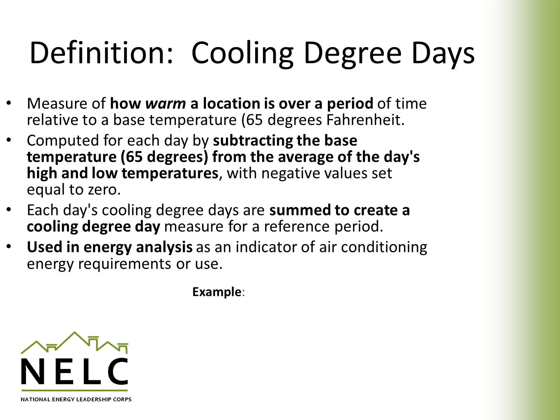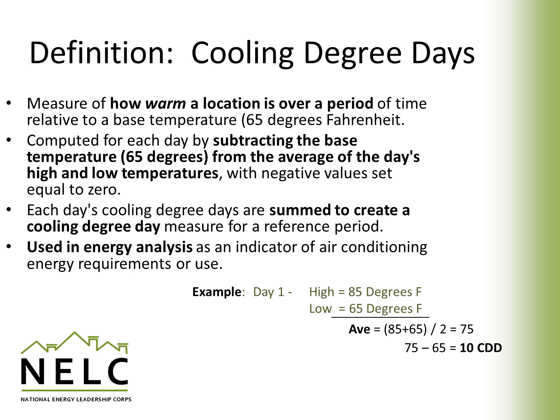Here's an example for a given day with a high temperature of 85 degrees and a low of 65. The average between these two would be 75 degrees. Subtracting the 65 base temperature from this would yield 10 cooling degree days for this day. This calculation would then be done for every day of the year and summed, and in some zones we may have over 2,000 cooling degree days.